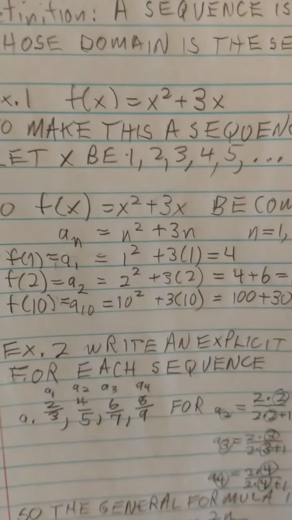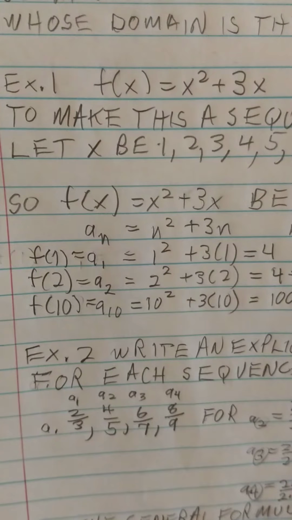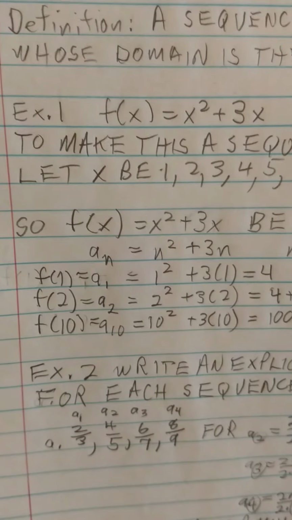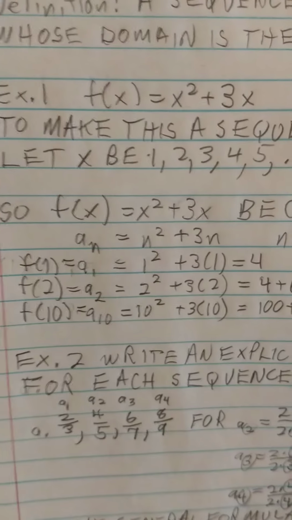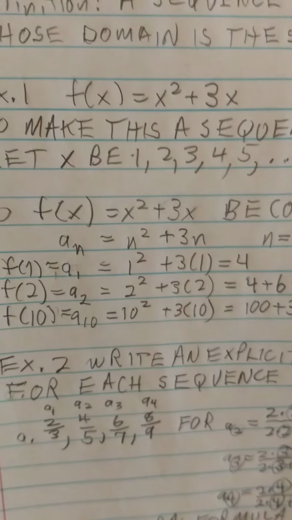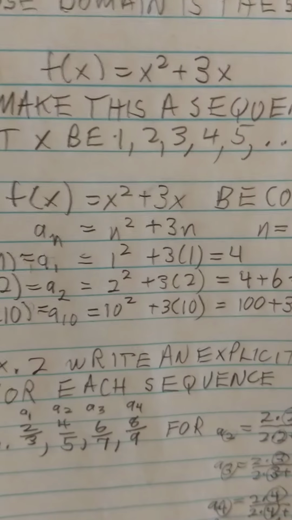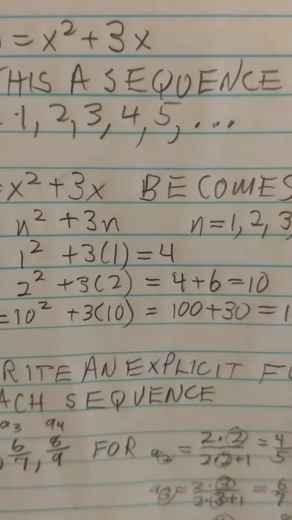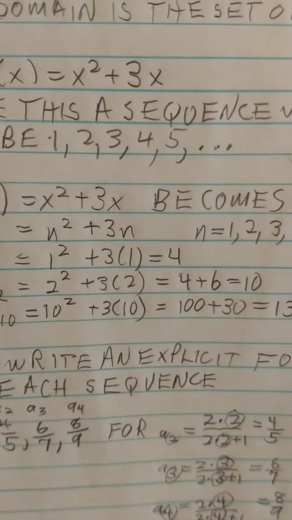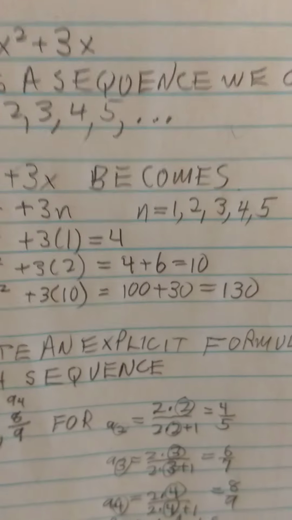And we can find the first, second, and tenth element of that sequence, called a1, a2, and a10. So plugging in n is 1, we have a sub 1 is 1 squared plus 3 times 1 is 4. For a2, or what we would have called f of 2, we have 2 squared plus 3 times 2 is 4 plus 6 equals 10. And for a10, we have 10 squared plus 3 times 10 equals 100 plus 30 equals 130.